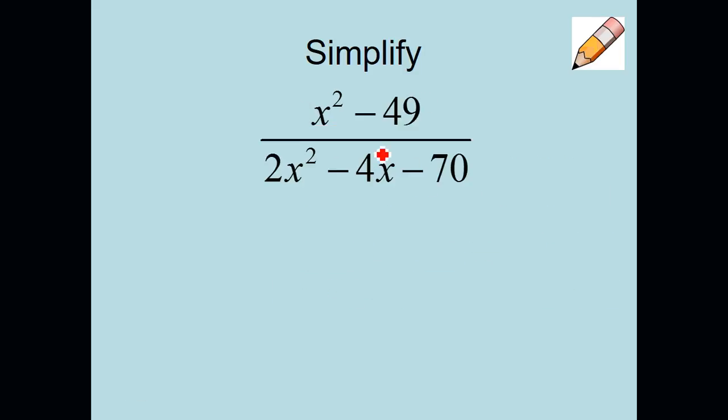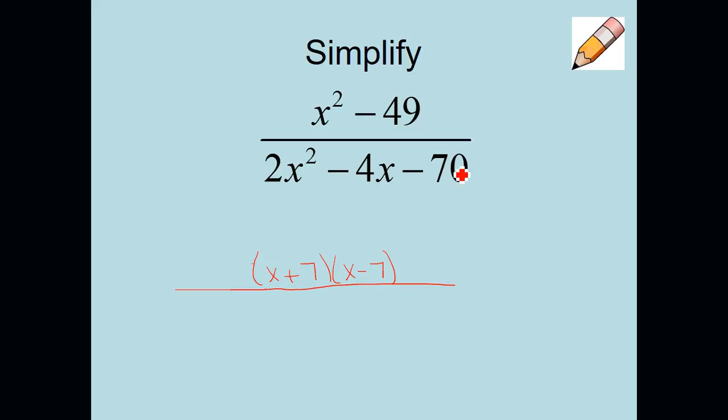Okay, last one here. Let's take a look at this guy. Simplifying this rational expression, I need to factor the top. This is x squared minus 49. That's a difference of perfect squares. So that becomes x plus 7, x minus 7. But the denominator here, ooh, that looks a little yucky, right?